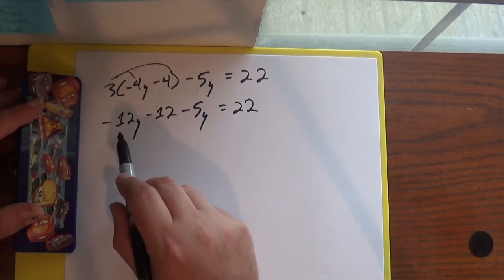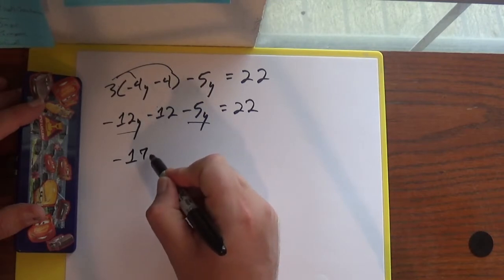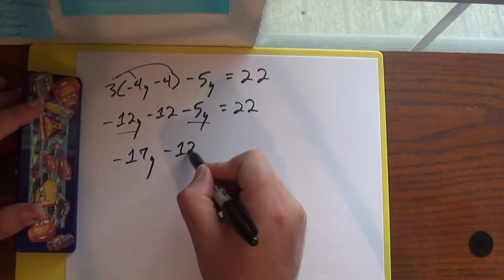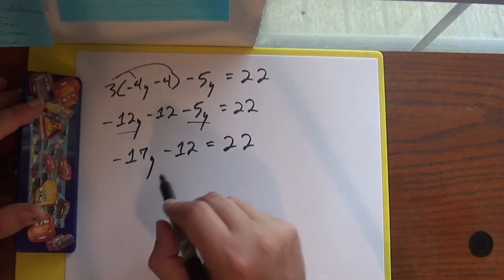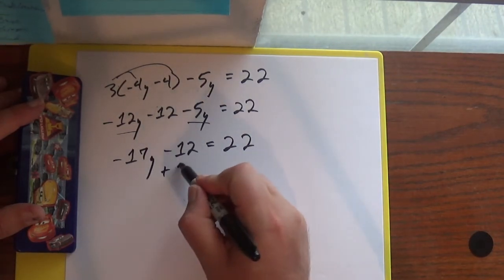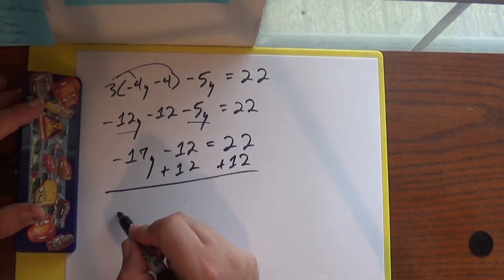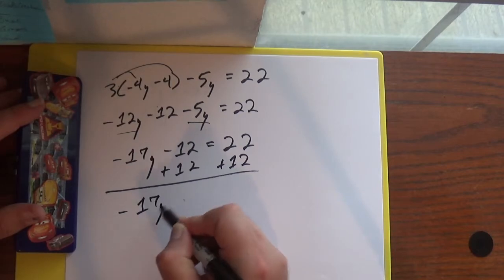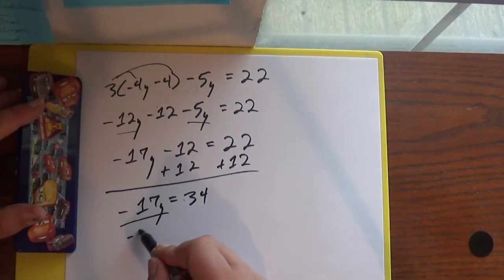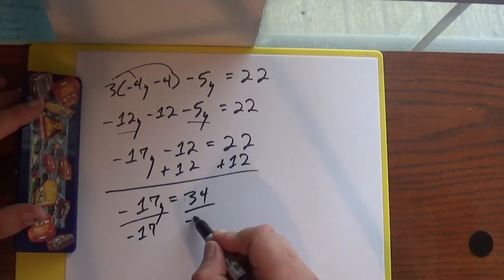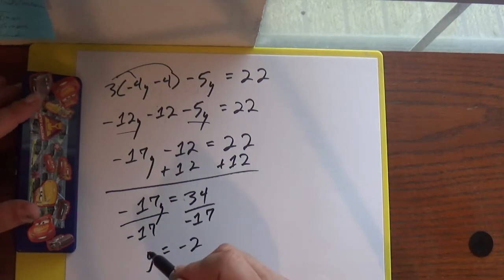And now I can combine this and this. So negative 17y minus 12 is 22. And get my numbers on the other side, so add 12. Negative 17y equals 34. And then divide. Y is negative 2. Now I got y.